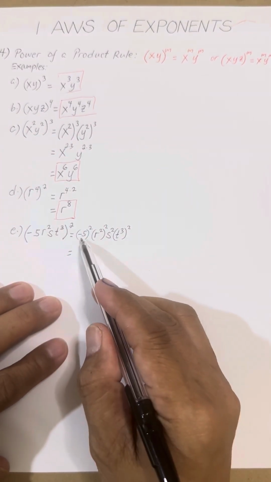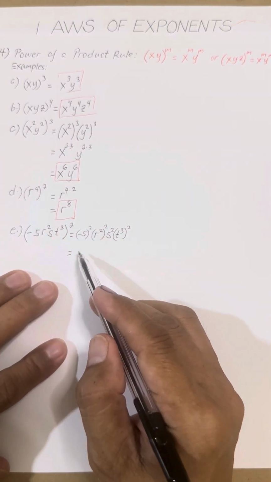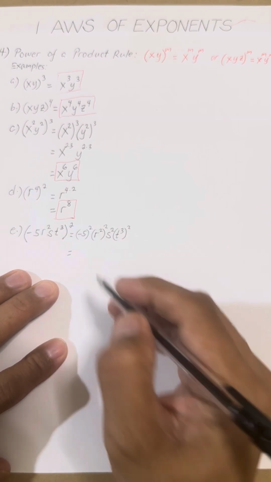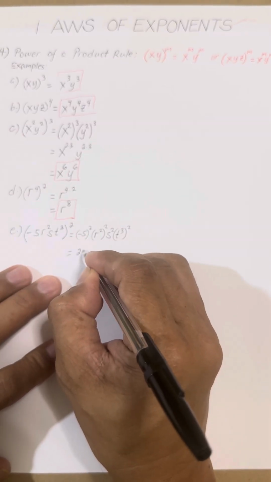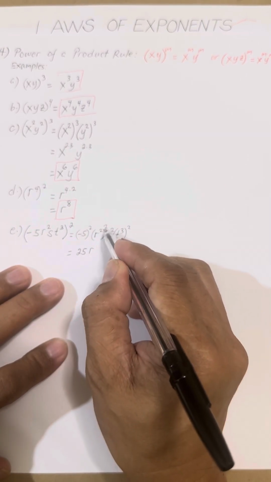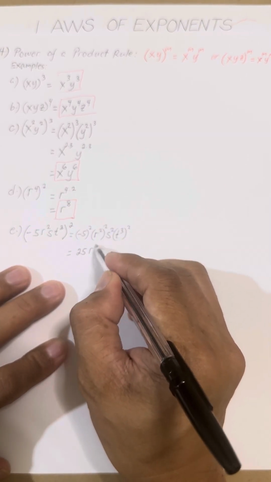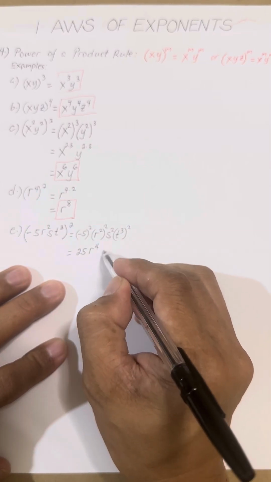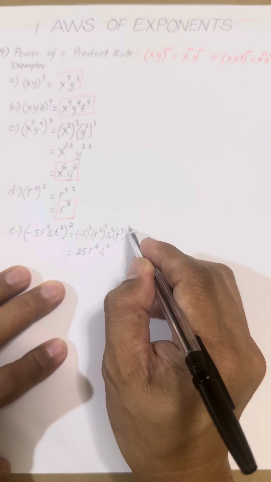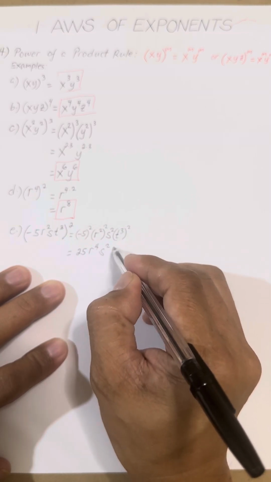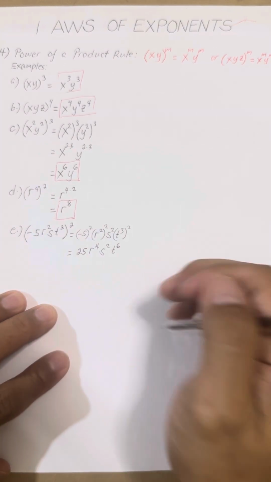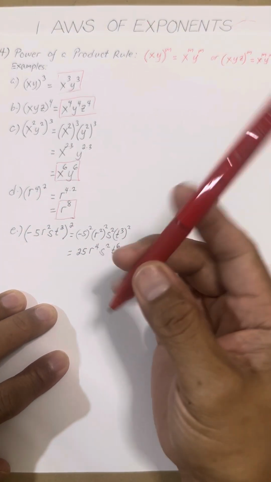Okay, so we have negative 5 squared, which is the same as negative 5 times negative 5. So we have two negatives, so that becomes positive. So this is 25. Then multiply the powers. So 2 times 2 is equal to 4. Then we have s squared. Then t to the power 3 to the power 2. So 3 times 2, t to the power 3 times 2 is equal to t to the 6. So this is our answer.